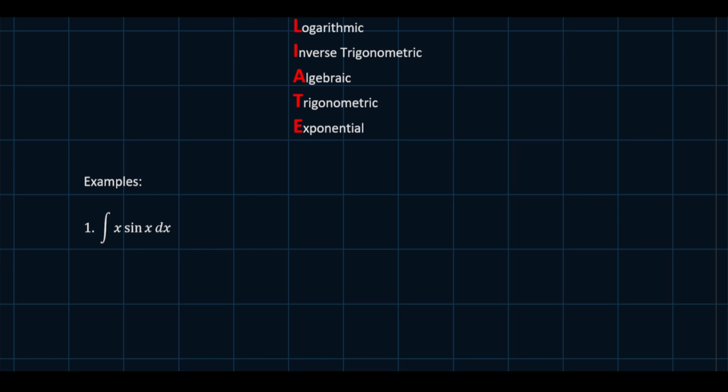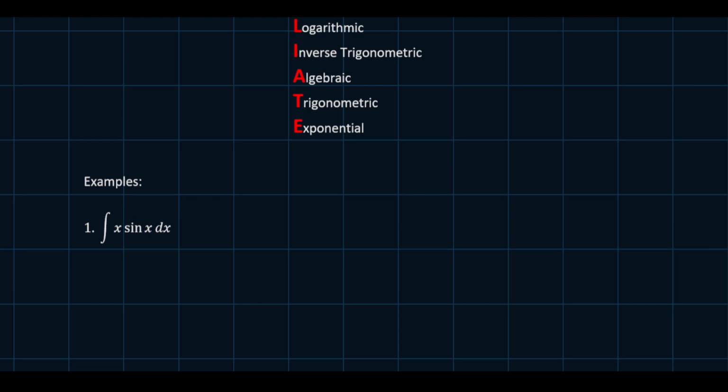Okay, so given the integral, pipiliin natin yung u kung alin yung mas unang mag-a-appear dito sa mnemonic natin. Okay, and then yung matitira, yun yung magiging dv natin. So for example, dito sa integral na x sin x dx, dito sa ating integral, we have x saka sin x. So, and based dun sa ating mnemonic, mauuna ang algebraic sa trigonometric.